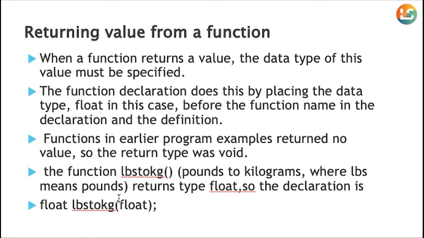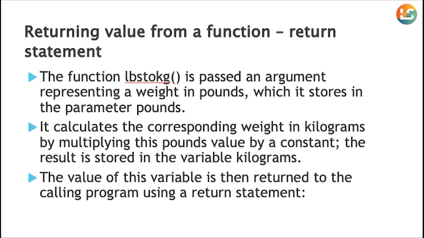The function lbs to kg is passed an argument representing a weight in pounds, which it stores in the parameter pounds. It calculates the corresponding weight in kilograms by multiplying this pound value by a constant. The result is stored in the variable kilograms. The value of this variable is then returned to the calling program using a return statement.